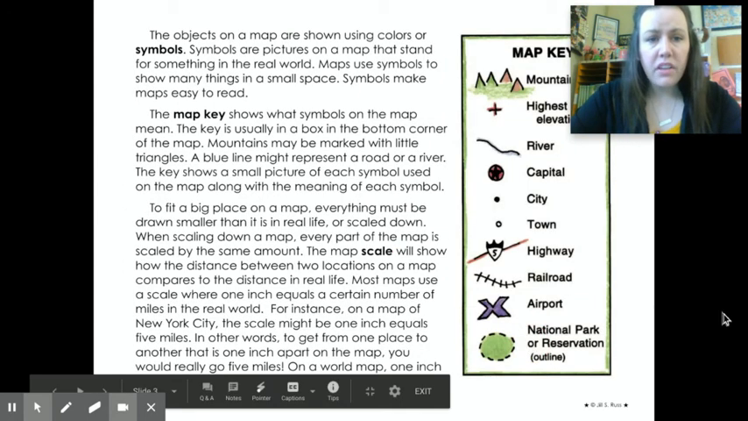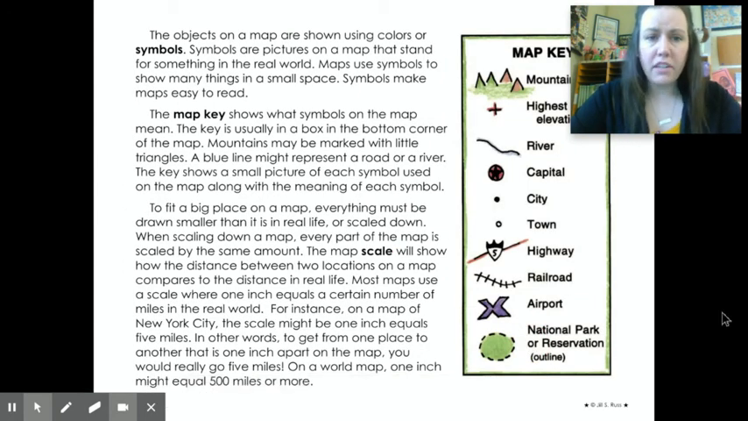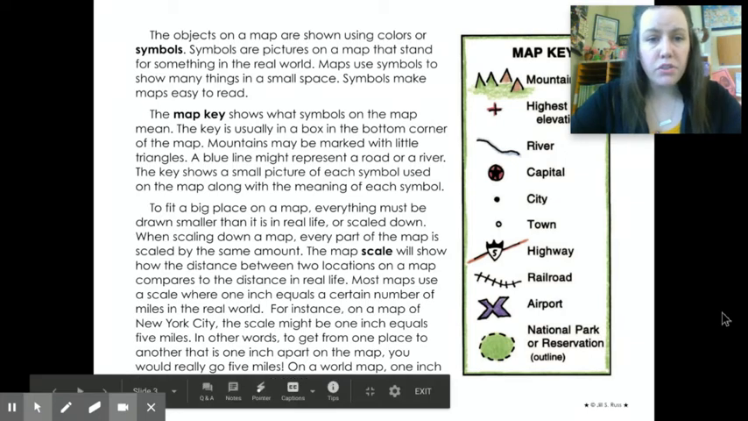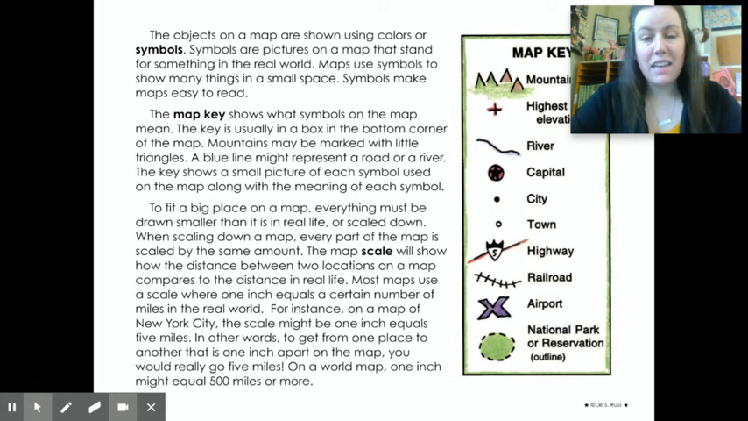So these symbols are pictures on a map that I talked about that show something in the real world. Maps use symbols to show many things in a small space. Okay, so if I did a map of my classroom, it would be kind of tiny on a piece of paper, or even a map of your house. It would be tiny on a piece of paper, and we would have to do symbols to show maybe your room or your mom's room.